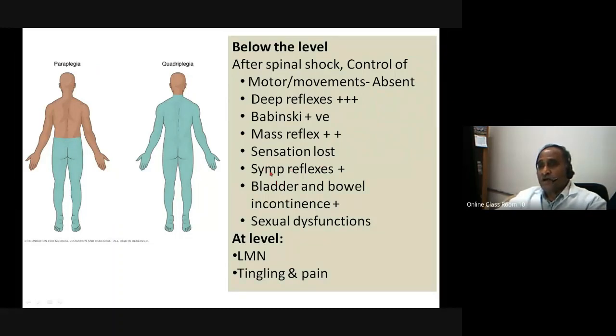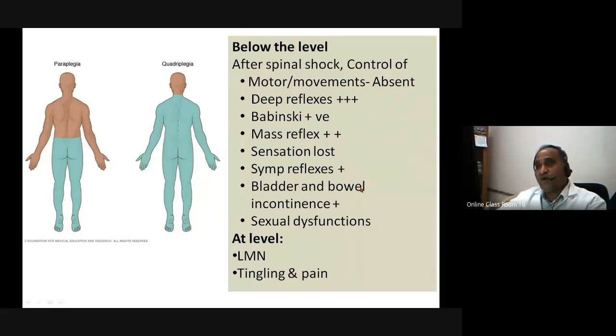Then the sympathetic reflexes. Suppose in this quadriplegic situation, all the sympathetic control is lost, and slowly they resume the automaticity. But there should not be any medullary or hypothalamic control of the reflexes. They may be a little exaggerated or unchecked.